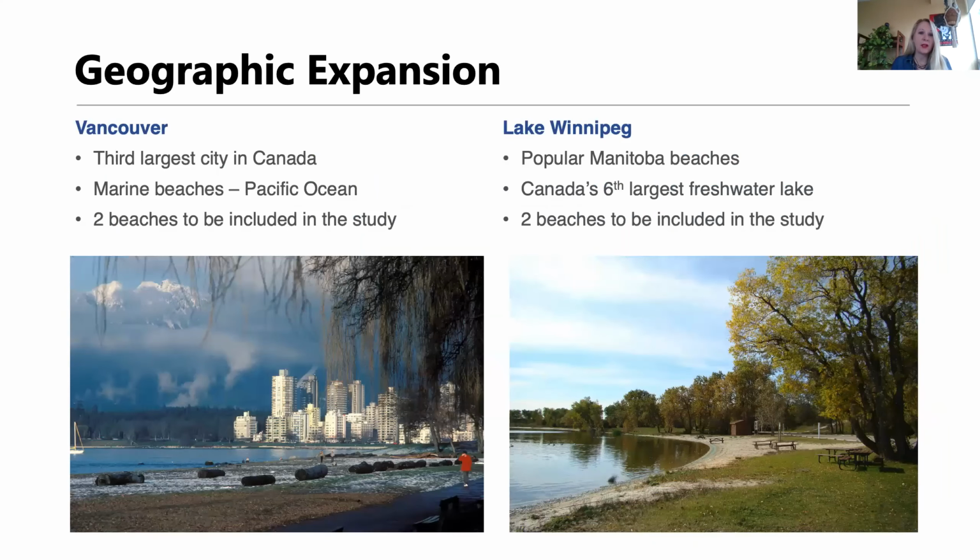In terms of our geographic expansion, as I mentioned, we'll be expanding to British Columbia and Manitoba, specifically with Vancouver Coastal Health in British Columbia, where Vancouver is the third largest city in Canada. And as I mentioned, we're excited to be able to expand to marine beaches in the Pacific Ocean, and also furthering our work with freshwater and popular Manitoba beaches, where in Manitoba, there's Canada's 6th largest freshwater lake. And in collaboration with our partners, we will be including 2 popular beaches from each of these sites.